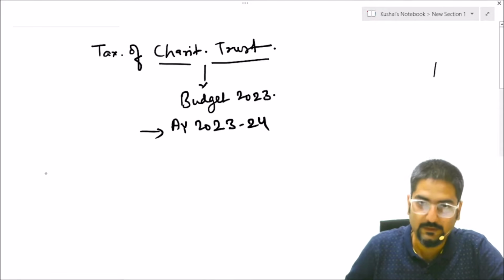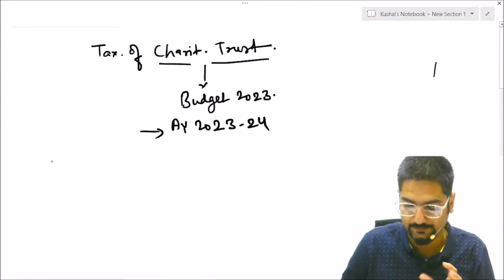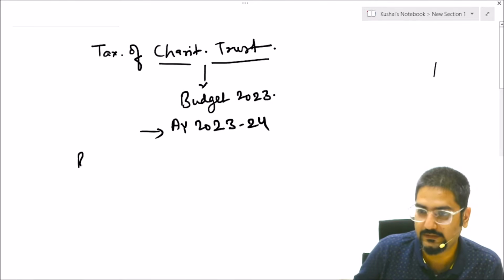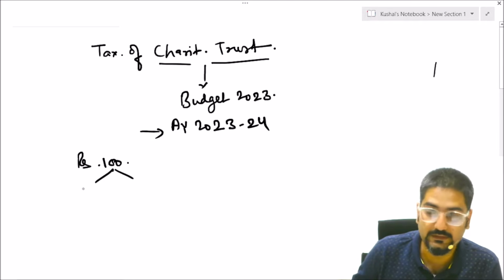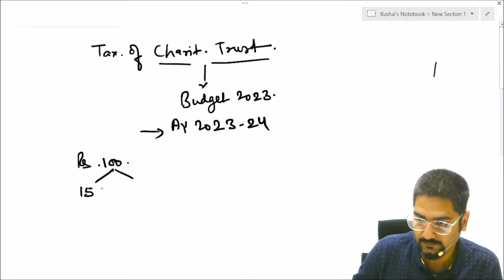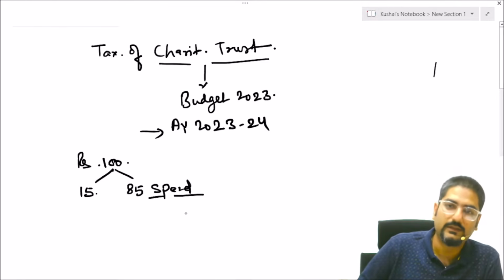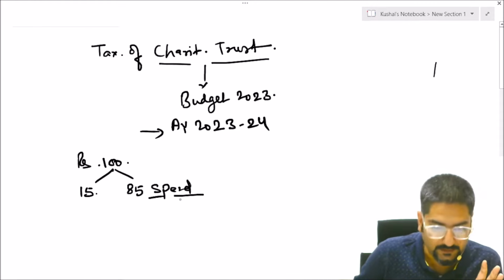Before coming to the amendment, let's talk about some basic principles for taxation of charitable trusts. Let's say for example rupees 100 is the gross receipt. Out of this 100, 15 is the maximum accumulation that is allowed, and 85 a trust has to spend towards activities which are charitable in nature as per the objects of the trust.